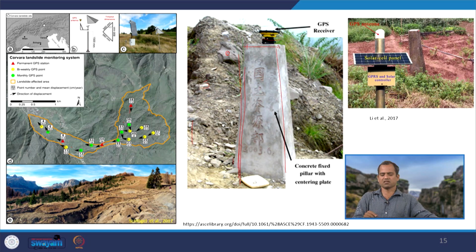Similarly, this is another landslide, or a hill slope. On the hill slope, this is the GPS, it is installed, and its movement with time is monitored 24/7. The rate of motion and the direction of motion can be monitored, and the change of position with time gives the rate of motion and the direction in which it is moving. So, in this way the landslides are monitored, the fault systems are monitored, the tectonic plate movements are monitored.